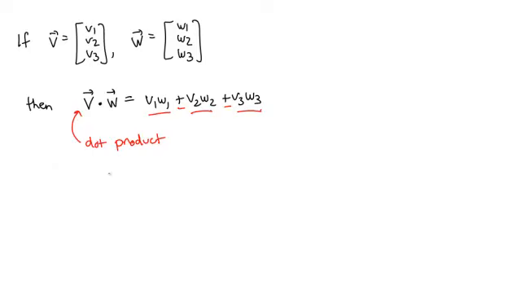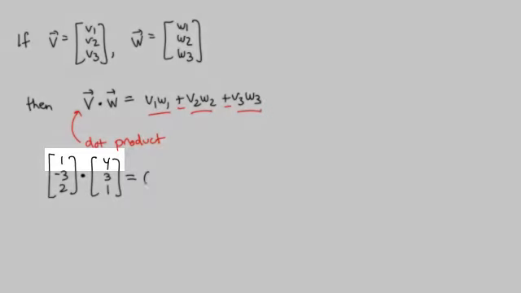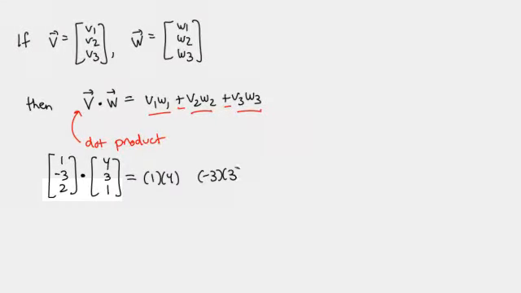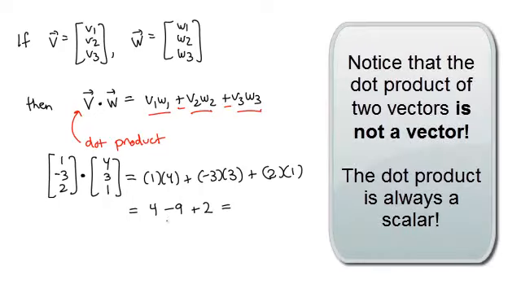So for example, if we had the vector 1, negative 3, 2, and we had the vector 4, 3, 1, then their dot product would be the product of their first components, 1 times 4, the product of their second components, negative 3 times 3, and the product of their last components, 2 times 1, added together. That is, a grand total of 4 minus 9 plus 2, or 6 minus 9, or minus 3. And so the dot product of these two vectors would be minus 3.